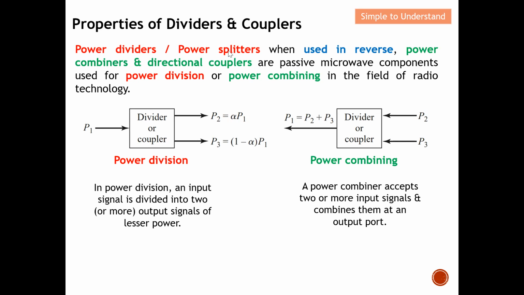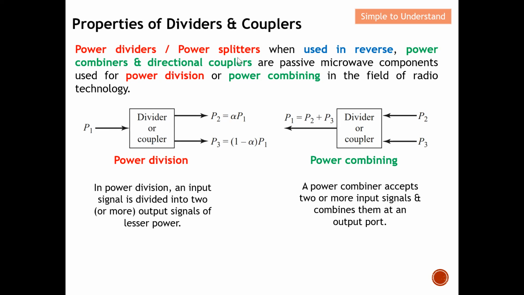Let's quickly understand what is actually a power divider. Power divider is also known as power splitter. This diagram shows a power divider or power splitter. You can see that there will be one input, which is P1. There will be two outputs, which are P2 and P3. From here, you can see that the power from P1 is actually split into P2 and P3. This is how it implies the name power divider or power splitter.